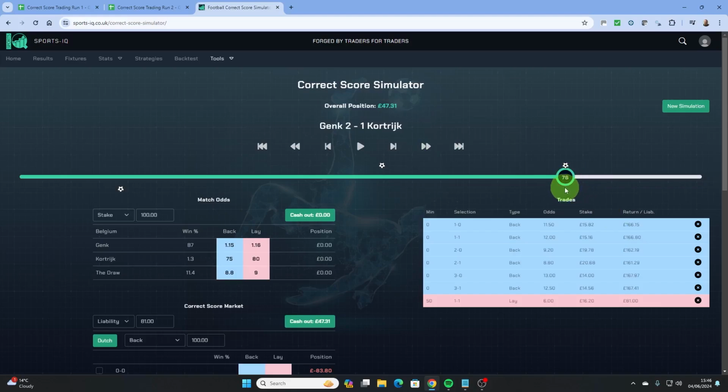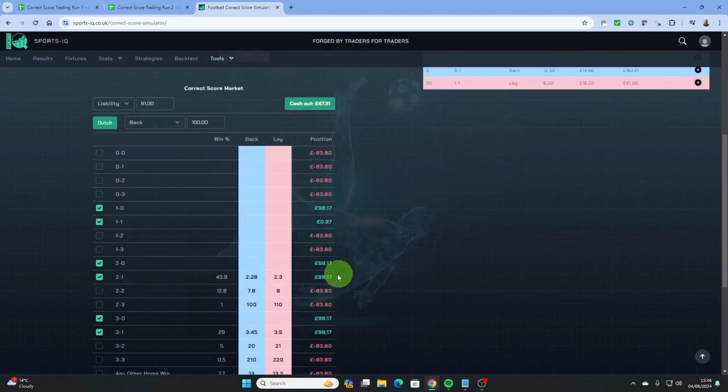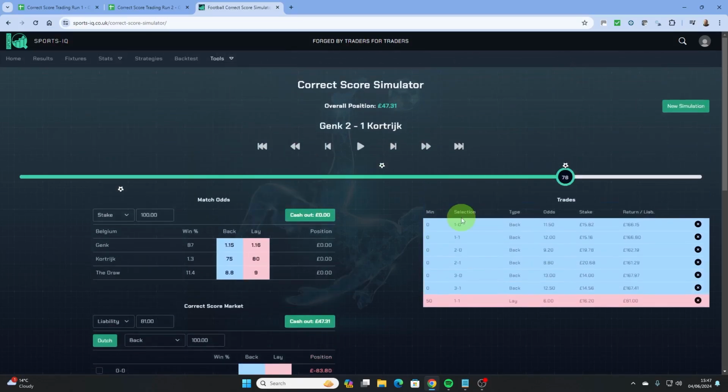Now, on the previous strategy, we'd have taken the liability out of the market and gone for another goal, but we would take the £47.31 in this instance and lock in the profit. As it turns out, there were no further goals in this game, so if we'd have taken the liability out, we'd have probably been left with about 17p, but £47.31 is a much better return.